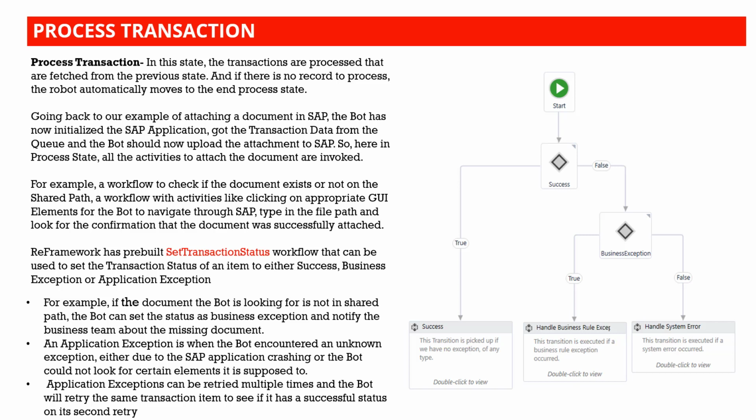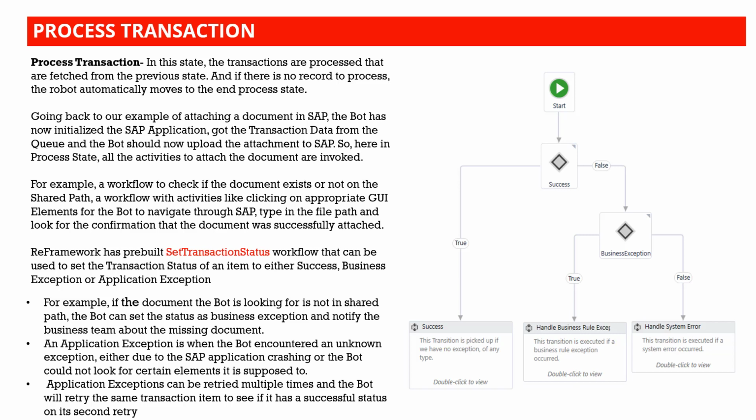But not other things. Try to segregate logic for the application and business into different workflows. Try to keep all the steps required for launching the application in the init stage, and the steps responsible for closing the application in the kill or close application state. As I told you, the RE framework has a pre-built set transaction status workflow that can be used to set the transaction status of an item, either success or business exception or application exception.